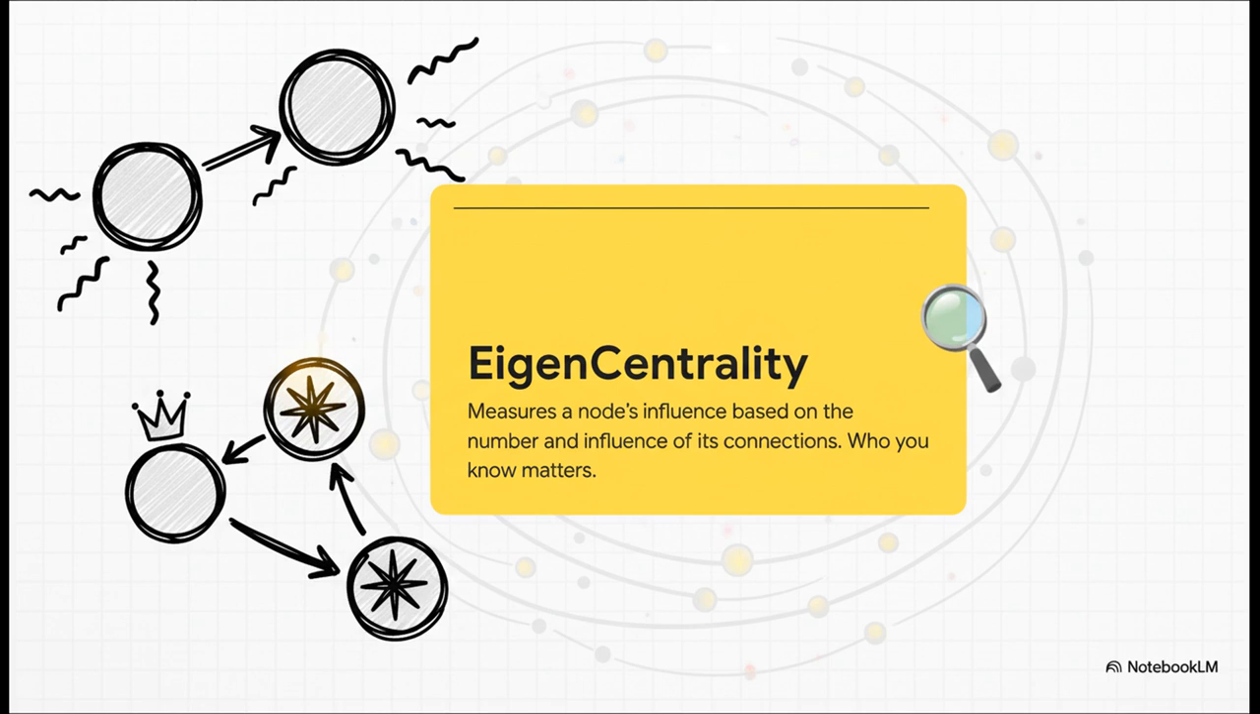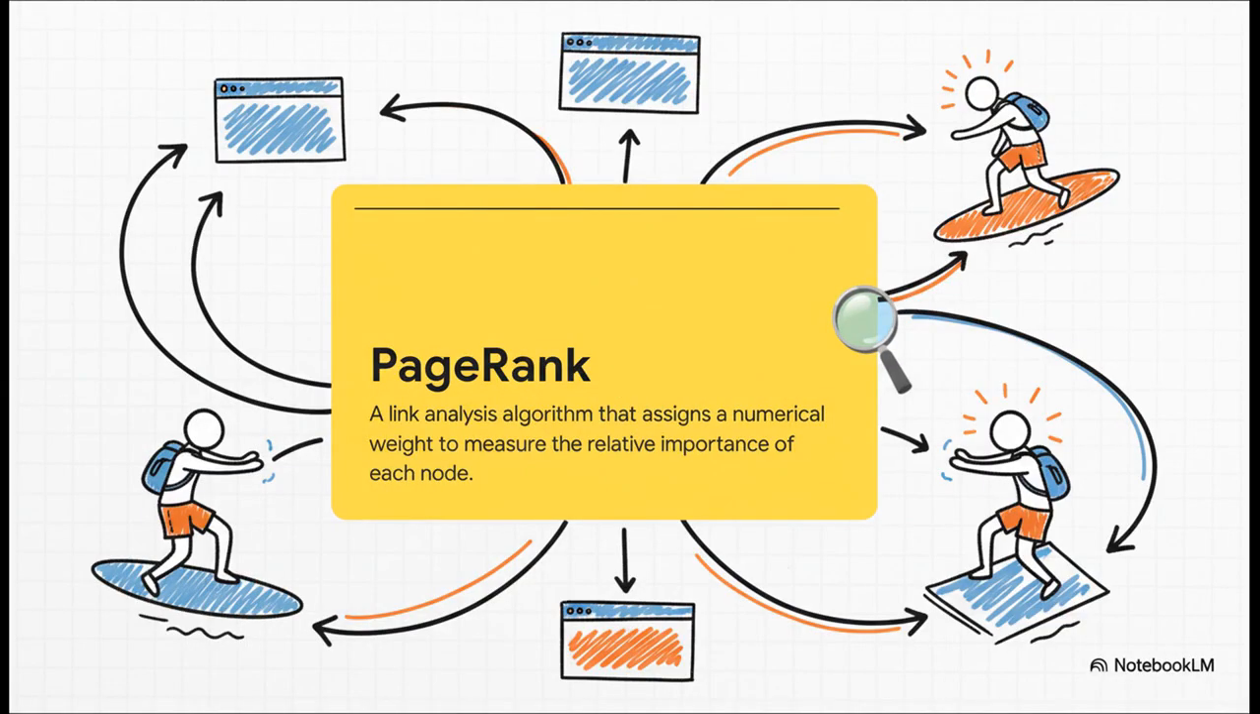Seriously. You could have only 2 connections, but if those connections are to the 2 most influential people in the entire network, your eigencentrality score will be sky high. Your influence comes from the influence of your neighbors. This same idea is the foundation of Google's original PageRank algorithm.